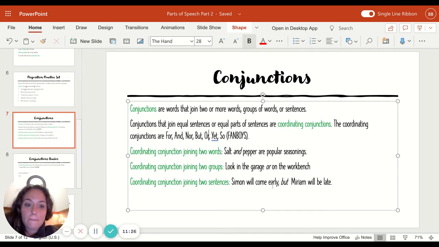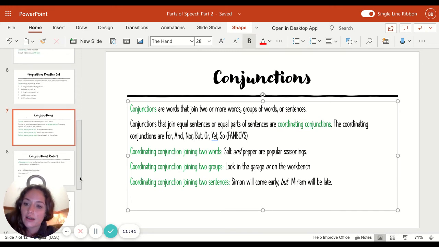And our last one, joining two sentences. Simon will come early, but Miriam will be late. But is a conjunction. And when it joins two sentences, you need to put that comma before the conjunction so you do not have a run-on sentence. Okay.